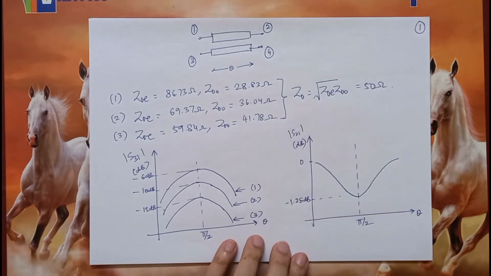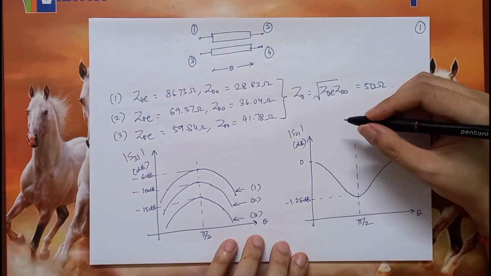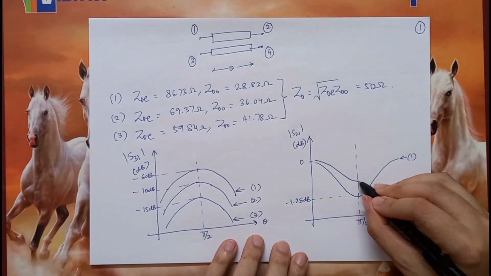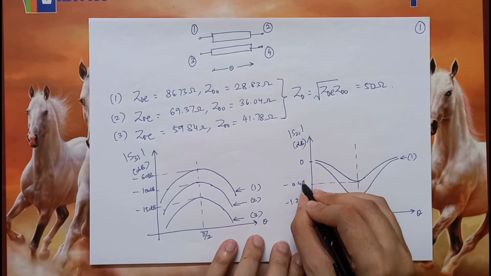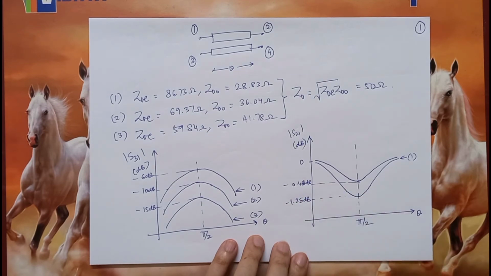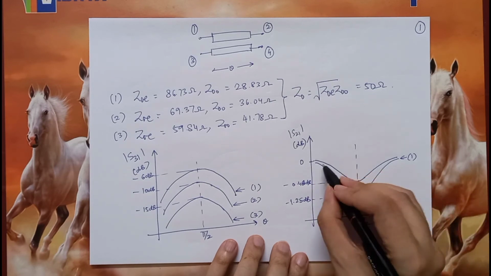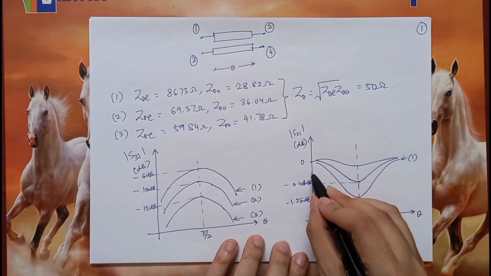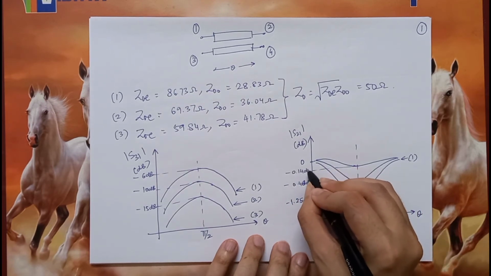For case number 2, the minima will now be at a higher value, and this one comes out to be minus 0.46 dB. And then for case 3, it comes out to be something like this. The minima is about minus 0.14 dB.